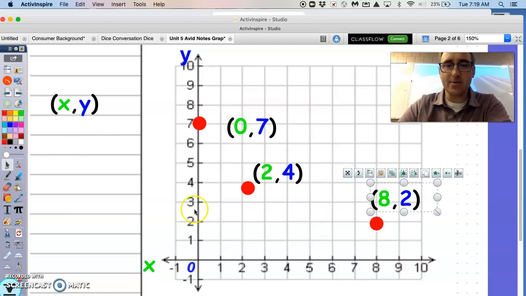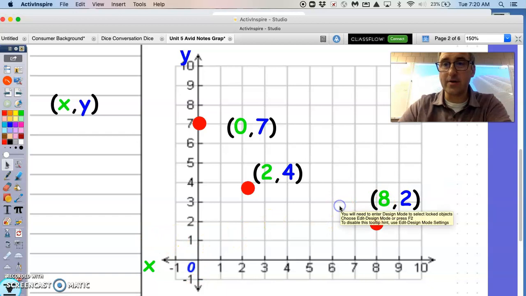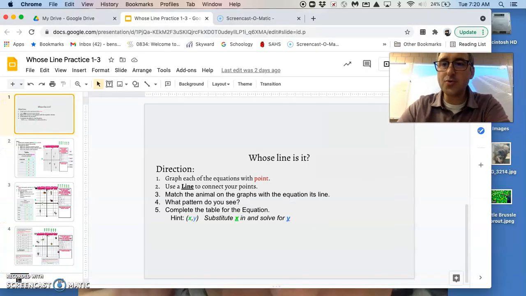Now sometimes we can go negative. Negative to the left would be negative x's, and negative to the y would be below the 0 or below the equator. Let's look at that on our worksheet for today. This worksheet is called Whose Line Is It?